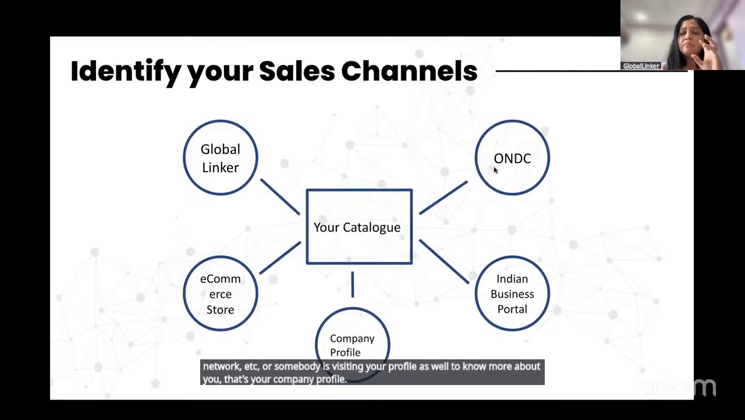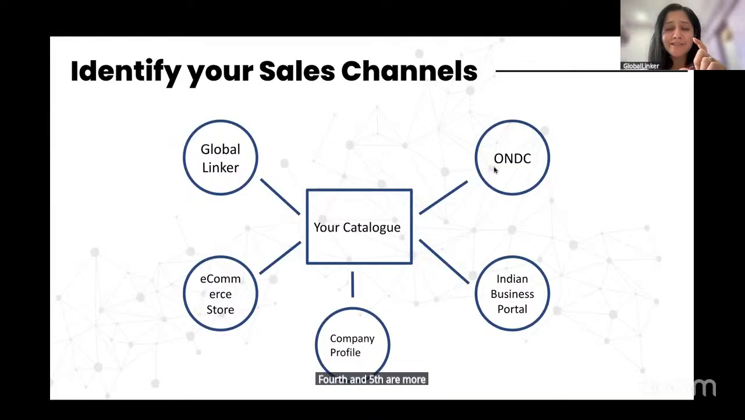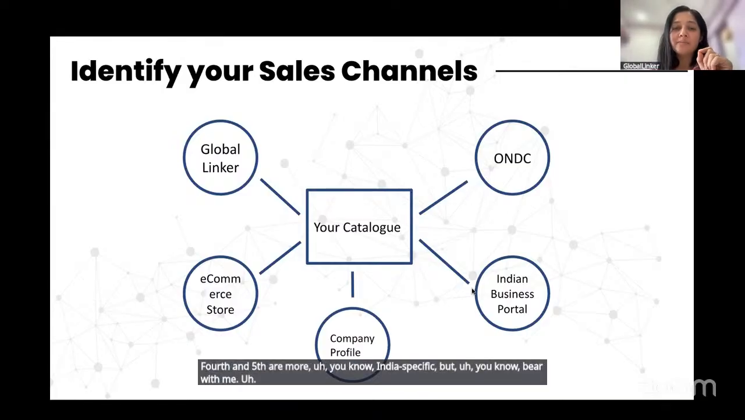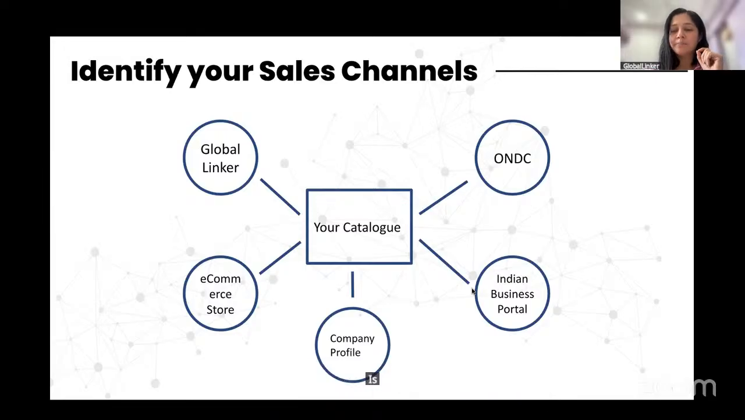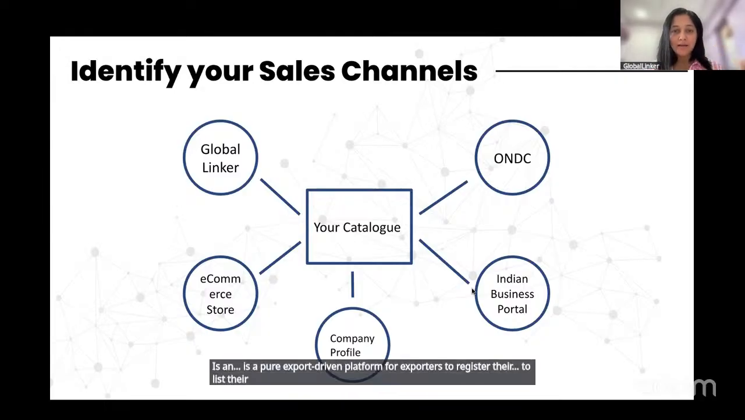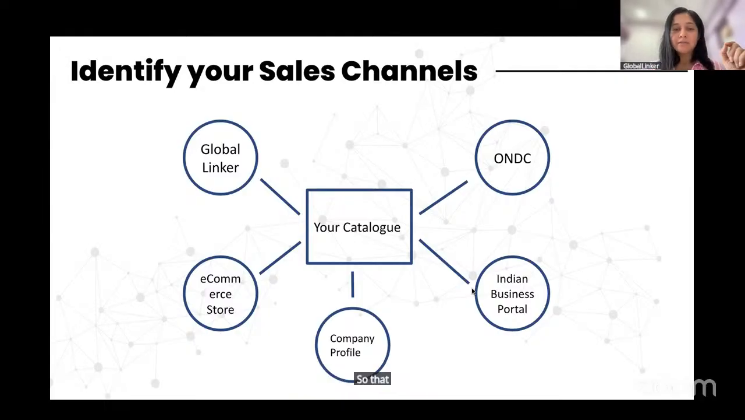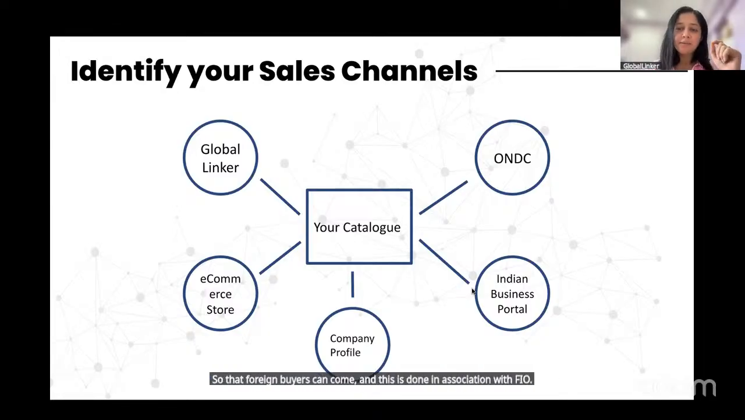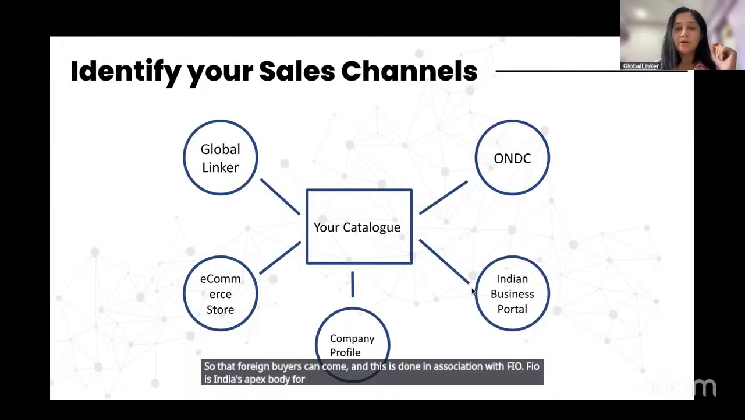Fourth and fifth are more India specific, but bear with me. The Indian Business Portal is a pure export driven platform for exporters to list their catalog and their products, so that foreign buyers can come. And this is done in association with FIEO. FIEO is India's apex body for import export, which is the Federation of Indian Export Organisations.